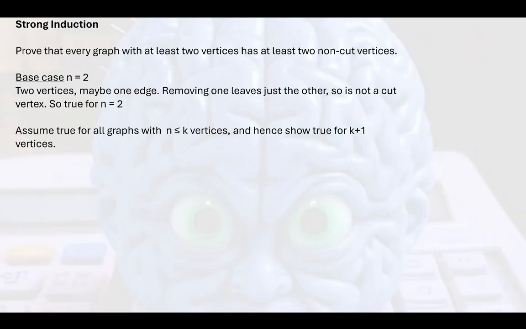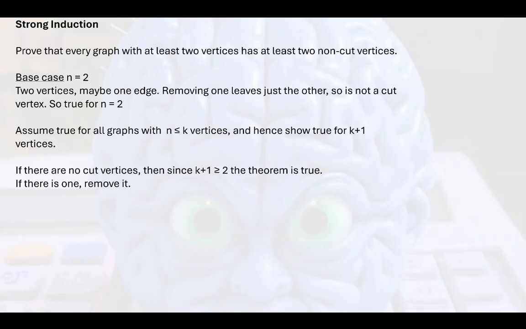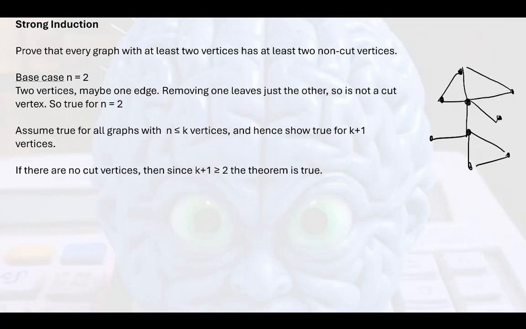Now we assume that our theorem is true for all graphs with less than or equal to k vertices, and hence we will show it's true for k plus 1 vertices. So let's imagine our graph with k plus 1 vertices. In fact, I will draw another little graph to help us out. If there are no cut vertices, then since this graph has k plus 1, which is more than 2, the theorem must be true. Now, if there's a cut vertex, we shall remove it. So let's do that here. We shall remove this one, just for illustrative purposes.